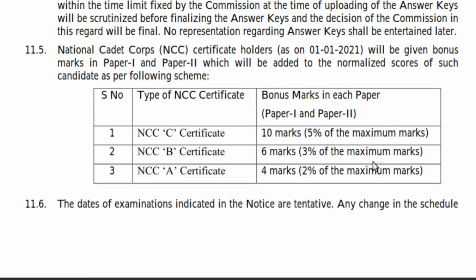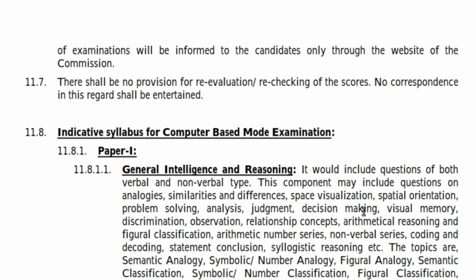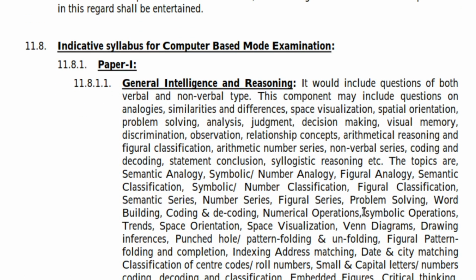And yeah, if you have an NCC certificate, then it's a bonus point for you, as you will be getting marks as per your NCC scheme. If you have an NCC C certificate, you will be given 5% of the maximum marks, up to 10 marks. If you have an NCC B certificate, you will get 3% of the maximum marks, that is 6 marks. And if you have an NCC A certificate, you will get 2% of the maximum marks, that is up to 4 marks.